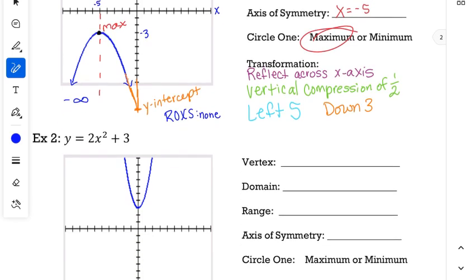Okay, go ahead and do the next one. Example 2. I'm going to give you a little bit of time to do that on your own. Go ahead and do it.